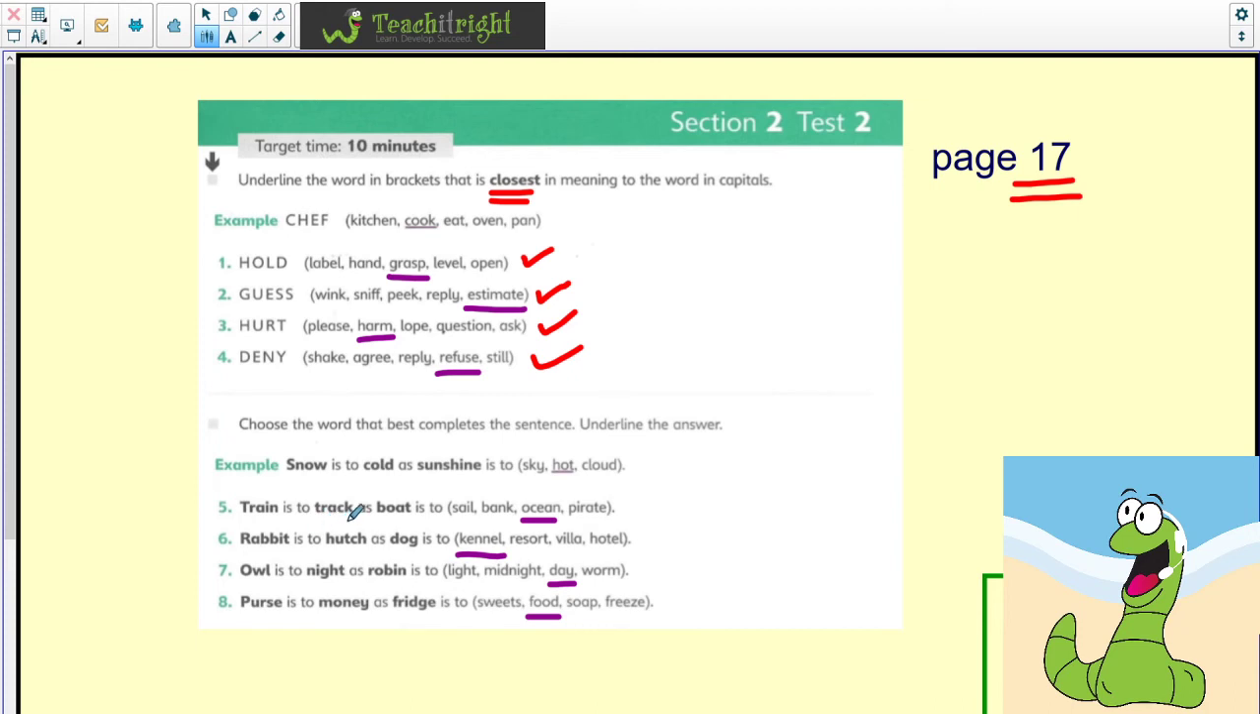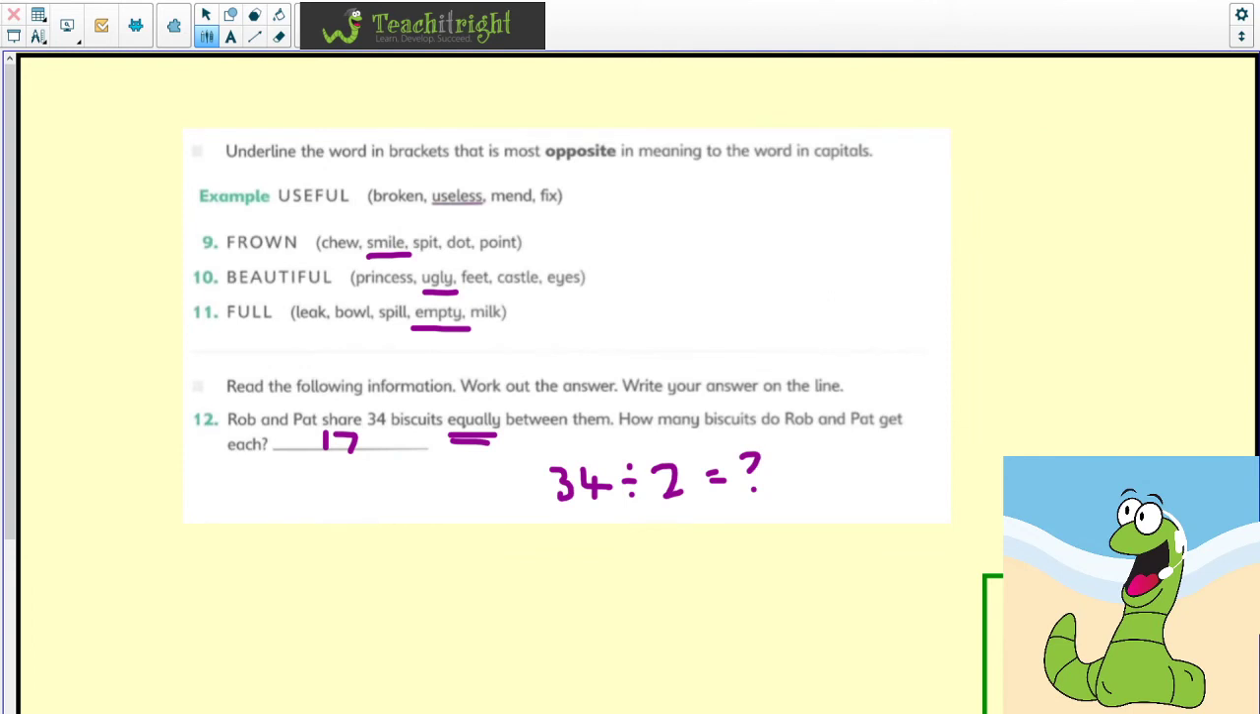Then we've got train is to track. So these are analogies, and we have done these in our lessons quite a bit. Train is to track as boat is to ocean. Rabbit is to hutch because a rabbit lives in a hutch and a dog lives in a kennel. Owl is to night, as robin is to day. Purse is to money, as fridge is to food. Let's go and have a look at the next ones.